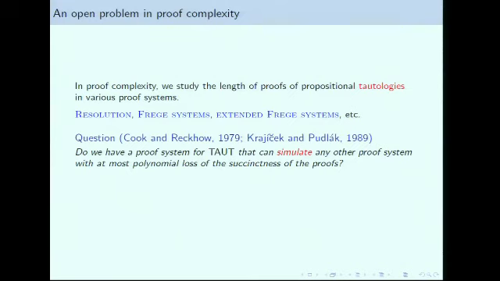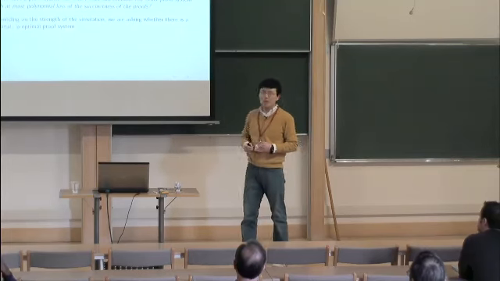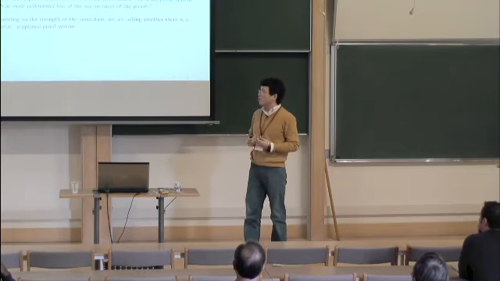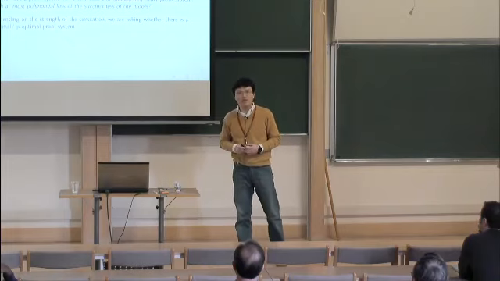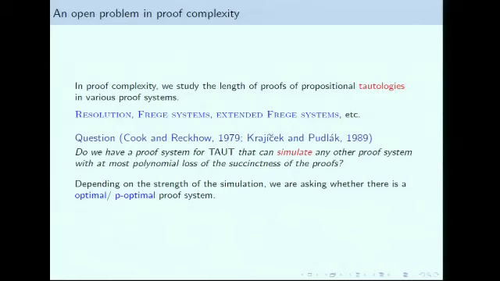Krajíček and Pudlák ask whether we can have a proof system for tautologies that can simulate any other proof system, with a polynomial cost. Depending on the strength of the simulation we are asking, we are looking for whether there is a p-optimal or polynomially optimal proof system, or an optimal proof system. I will define these notions more precisely later. So this is the first open question from proof complexity.